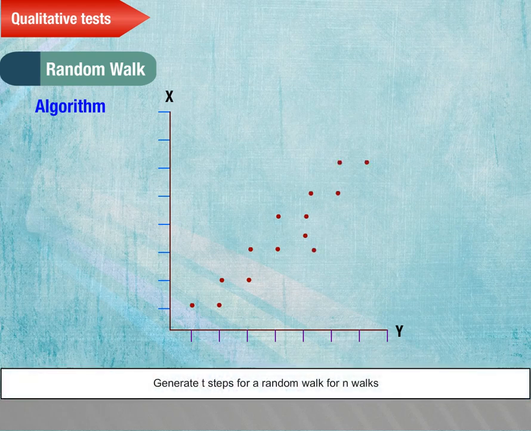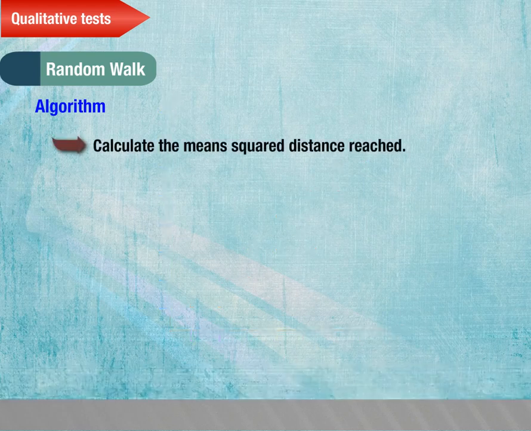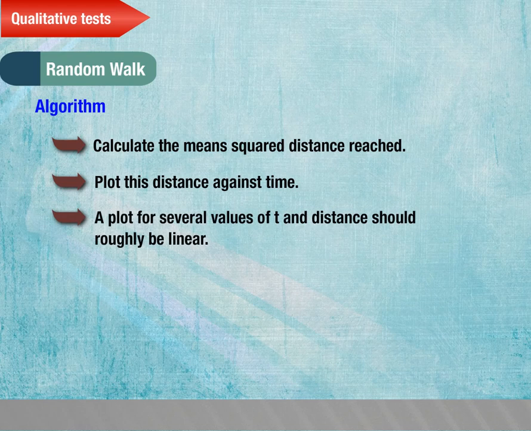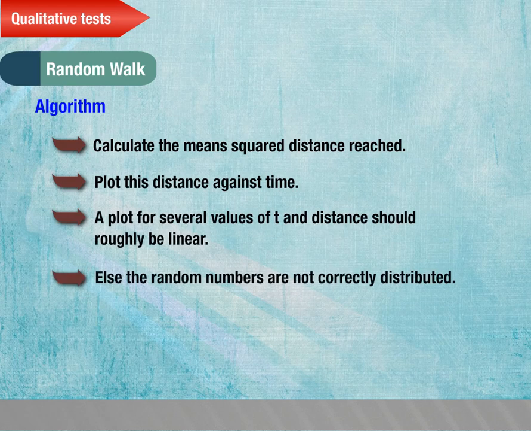Generate t steps for a random walk for n walks. Calculate the mean squared distance reached. Plot this distance against time. A plot for several values of t and distance should roughly be linear, else the random numbers are not correctly distributed.